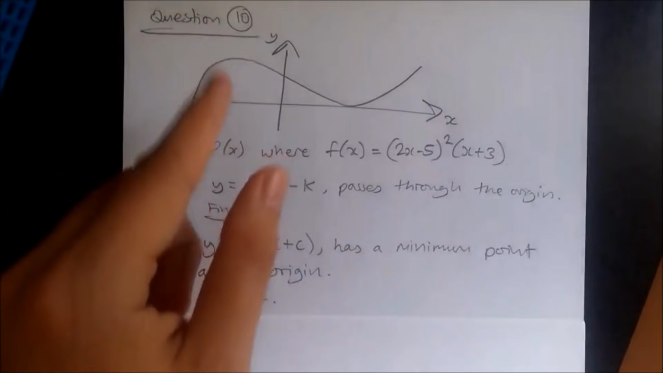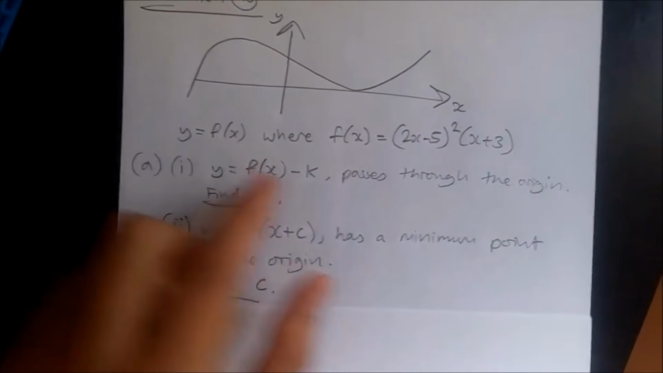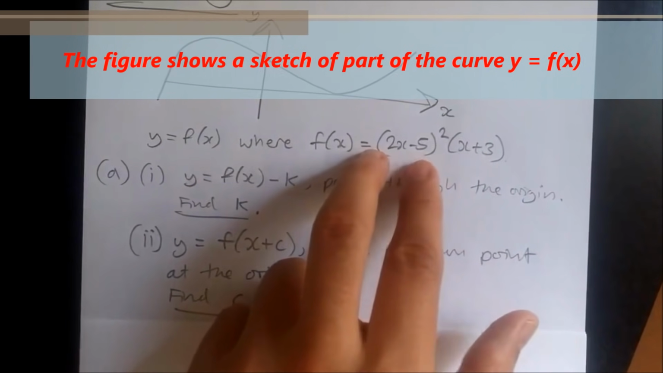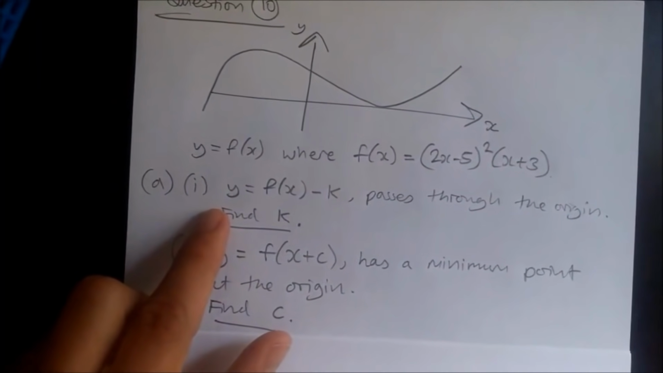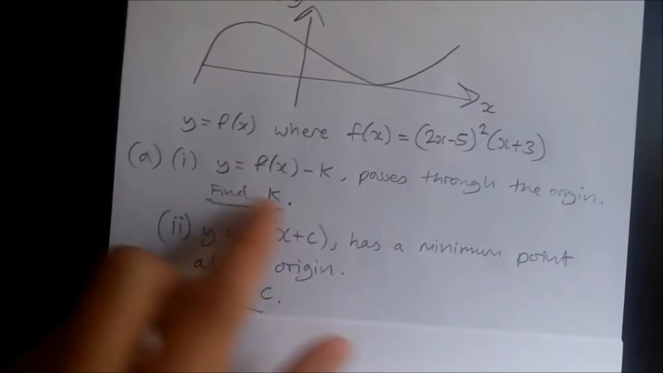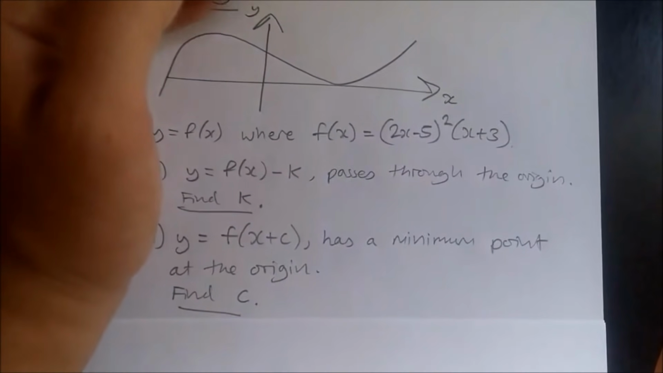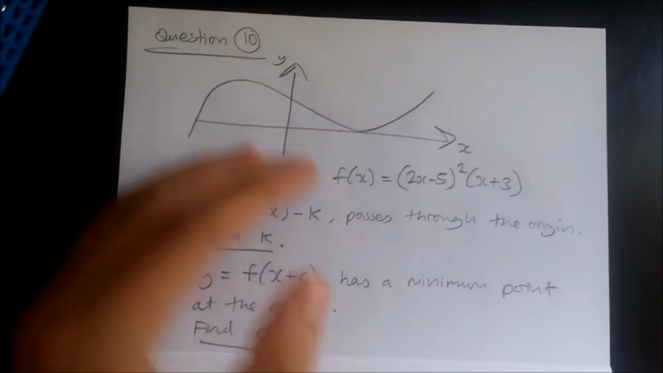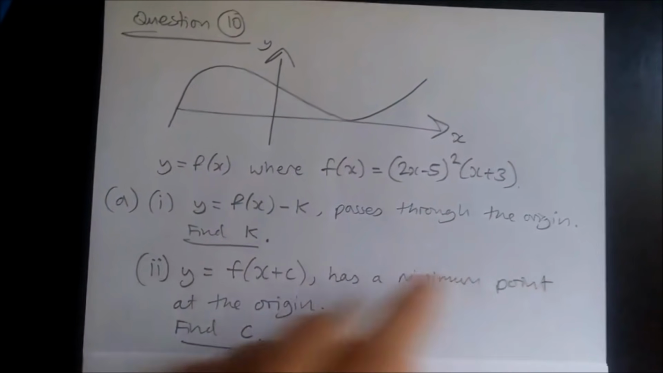So we're given a nice cubic curve where y equals f(x) and f(x) equals (2x minus 5) all squared times (x plus 3). We are then given another expression, y equals f(x) minus k. So when something is minus k outside the function, it means we're going to be dropping it down, assuming k is positive. So we know we're going to find the value going downwards, and it passes through the origin.